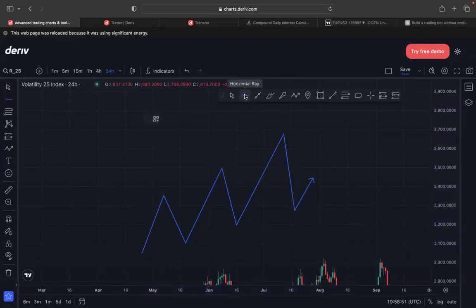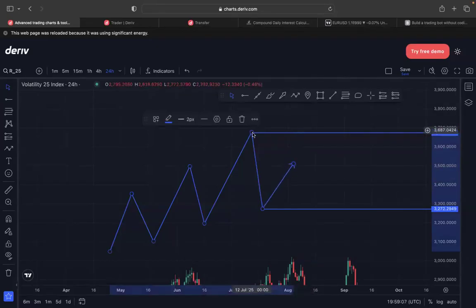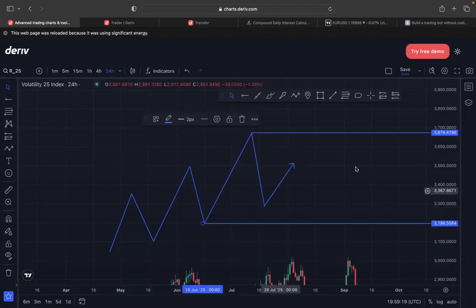I want you guys to understand and listen attentively here, please. A lot of people would think this is the point of interest. This is not the point of interest, guys. Until this one has given me the break of structure, that's when it becomes the point of interest. Here is still our point of interest. Everything happening in here is still internal structure.